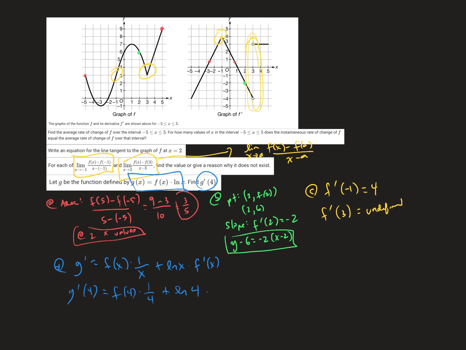And again, I don't remember if this was a calculator part or a non-calculator part. If it was a non-calculator part, you could just leave ln of 4 as ln of 4, and that would be fine. That's a prime there. And then I look at my graphs. F of 4 is 6. F prime of 4 is 3. So then basically it's 3 halves plus 3 ln of 4.